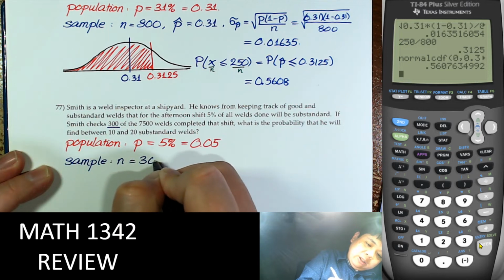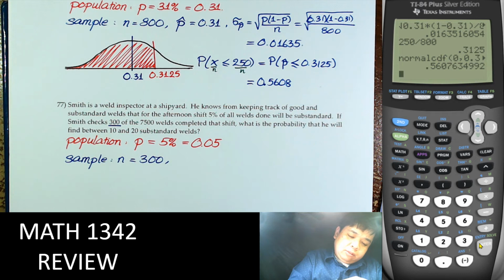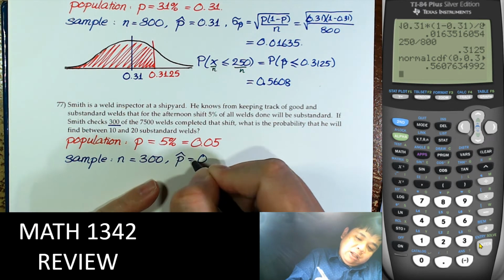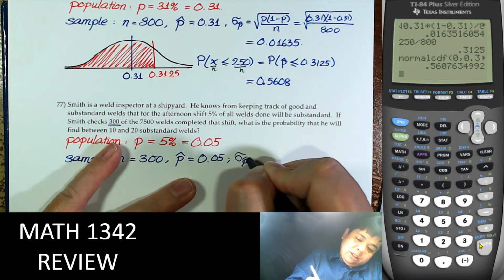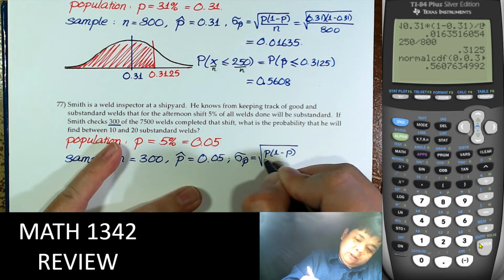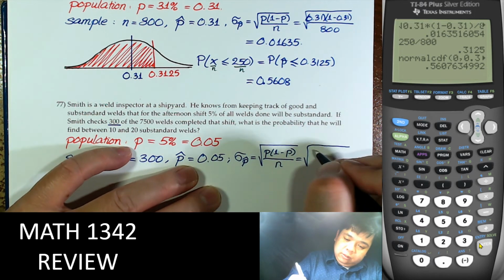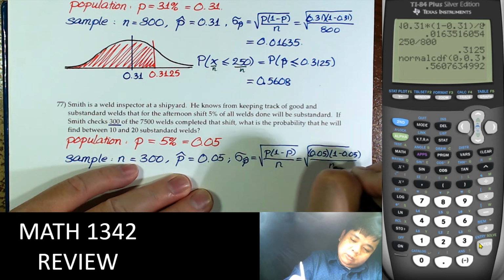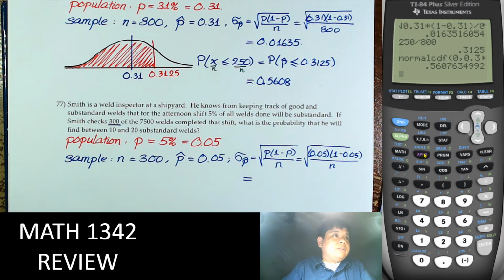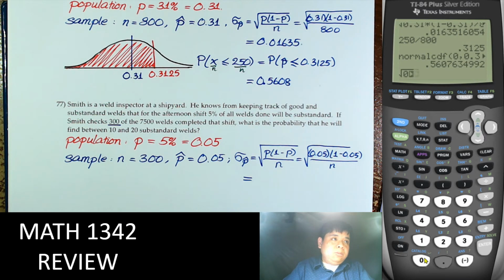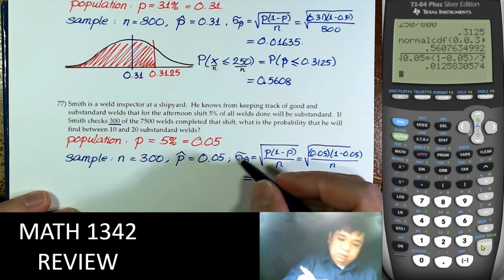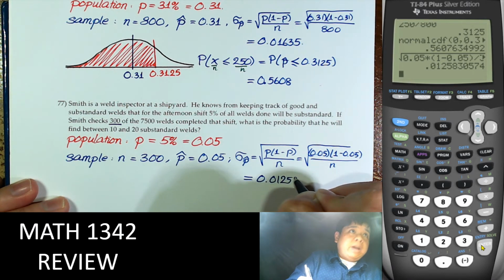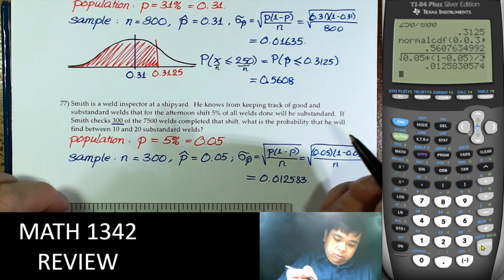So a sample of 300. We can estimate that the proportion is the same as the population, and the standard deviation, 0.012583. Right, so also a normal distribution.